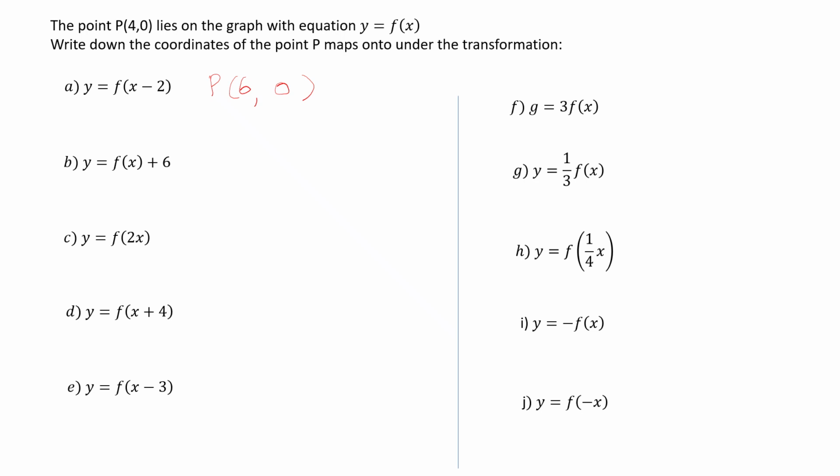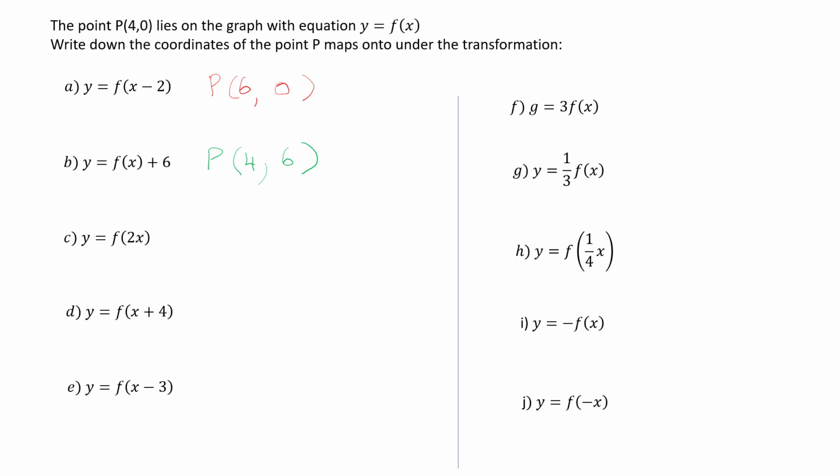Next one. New point P. Y equals fx plus 6. So the constant is outside the bracket. So x coordinate is not changed. Y coordinate is going to change. So x coordinate is the same, 4. Y coordinate is going to be changed. So it's plus 6. So the coordinate 0 plus 6, 6.